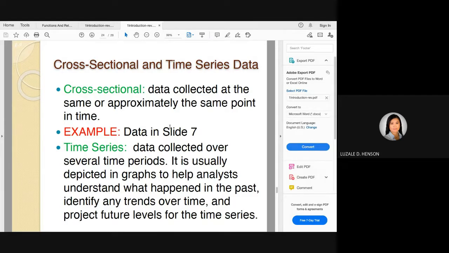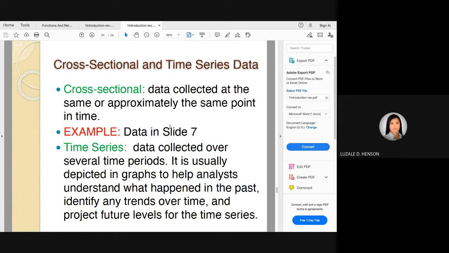Ano naman yung cross-sectional data? This refers to the data collected at the same or approximately same point in time. So this is what you call a one-time data measured at a specific time. Ito yon. Cross-sectional siya kasi one time lang. Let's say kinuha mo siya 1980. Reflection lang siya ng data for that year, 1980.